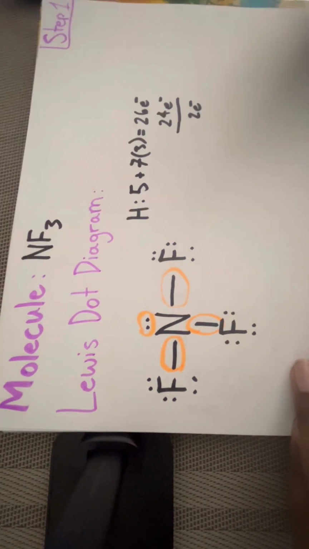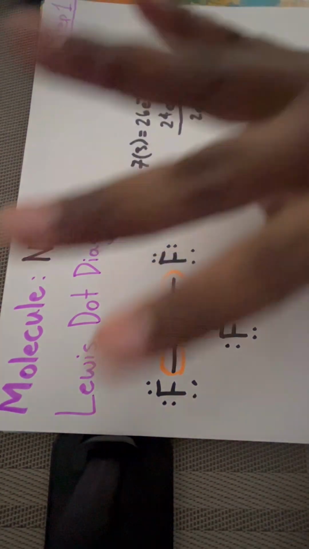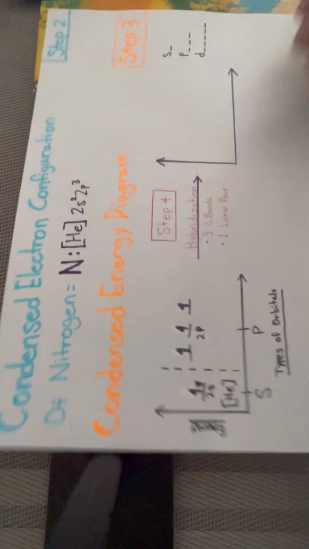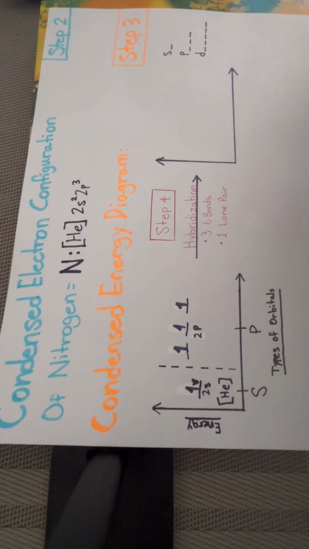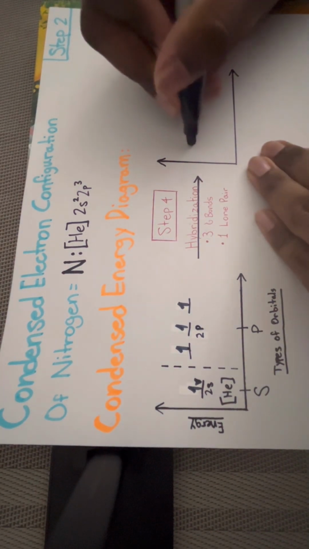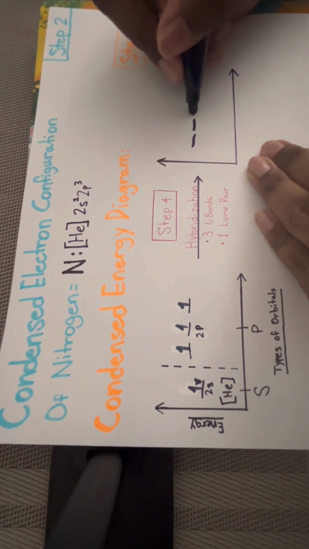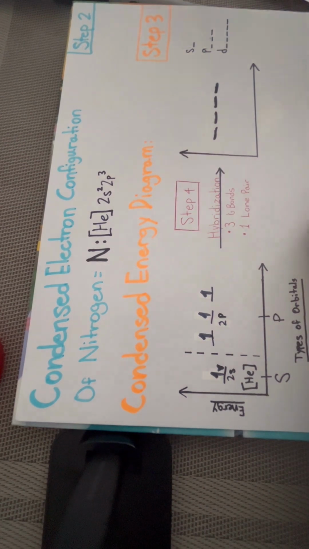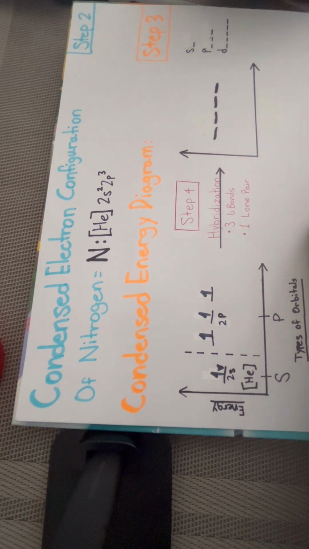So we also circle that. So we have 4 things. So then you would draw 4 orbitals. All right, so now we have our 4 orbitals drawn in.